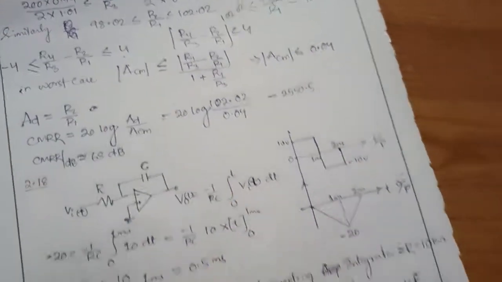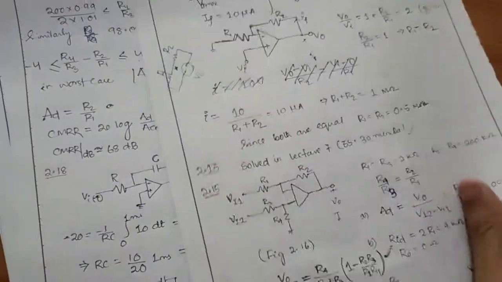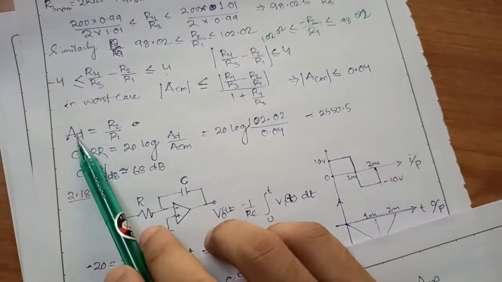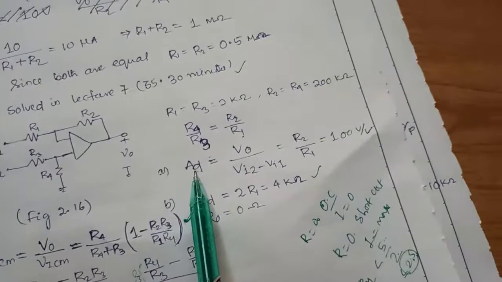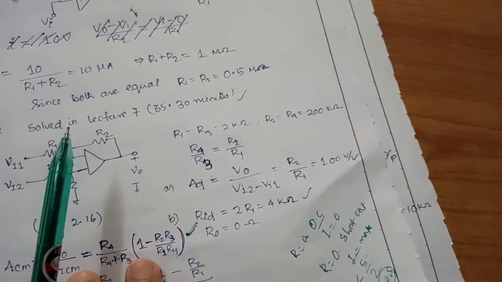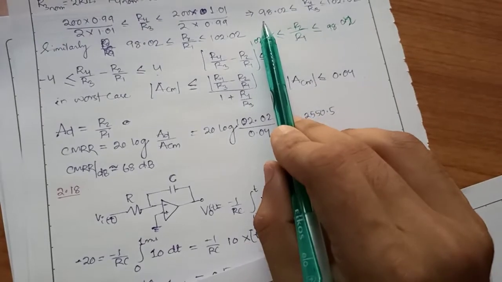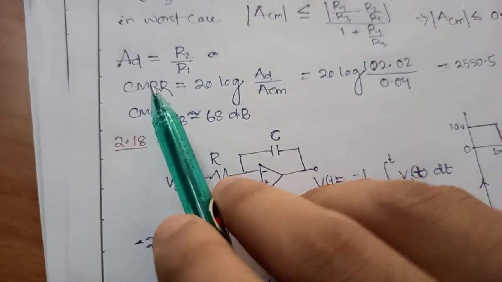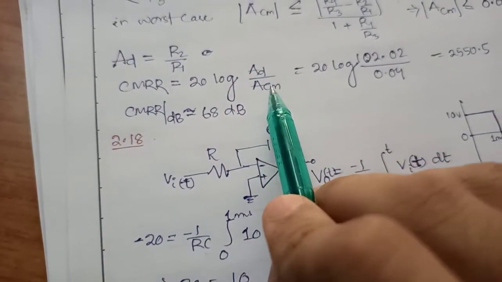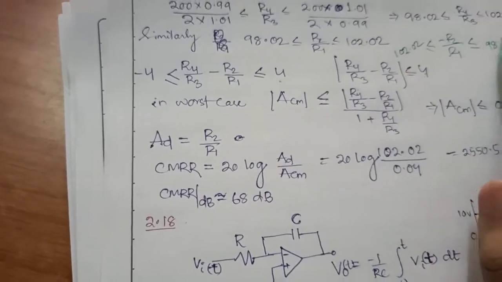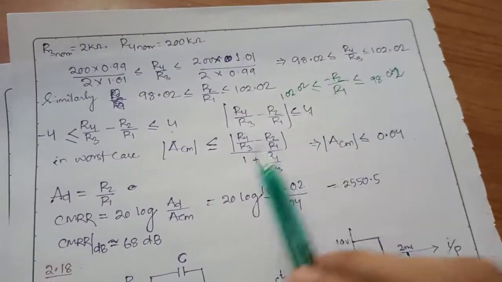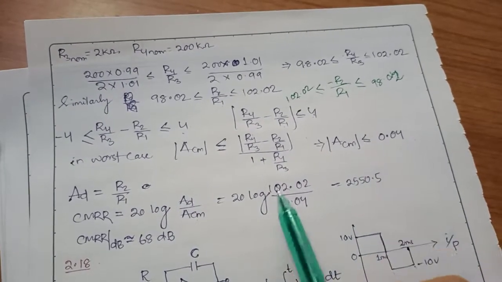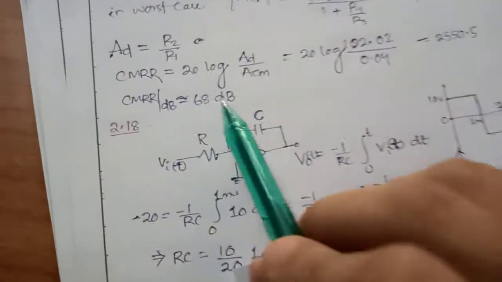Okay, and this is the common mode gain. This is for the common mode differential gain, whose value is found 0.04. What is our AD for a differential circuit? Our AD is nothing but R2 by R1. And what we found, the minimum and maximum value of R2 by R1: the minimum is 98.02, and this is the maximum value. And then the question is, what is the CMRR? CMRR is nothing but 20 log AD upon ACM, and the AD value that we found is 102.02, this is the maximum value, and this is the ACM, that is the common mode signal gain, 0.04. We put the values, we found 2505, and in dB we converted it into 68.